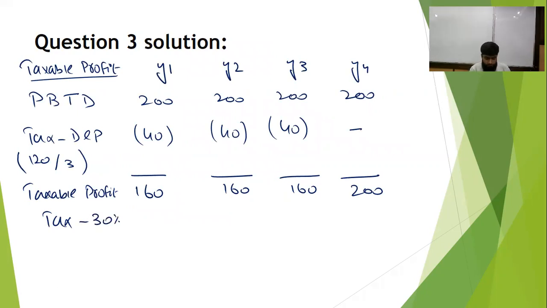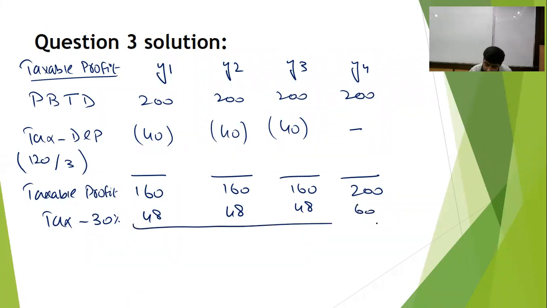So let's calculate. The tax is 48 million, and definitely for year 2 it is 48, year 3 is 48, and for the last year, on 200, this will be 60. So that is the tax rate, and we calculated these figures and we recognize this as the current tax. It means the current tax of year 1 is 48, year 2 is 48, year 3 is 48, and the current tax for year 4 is 60 million.